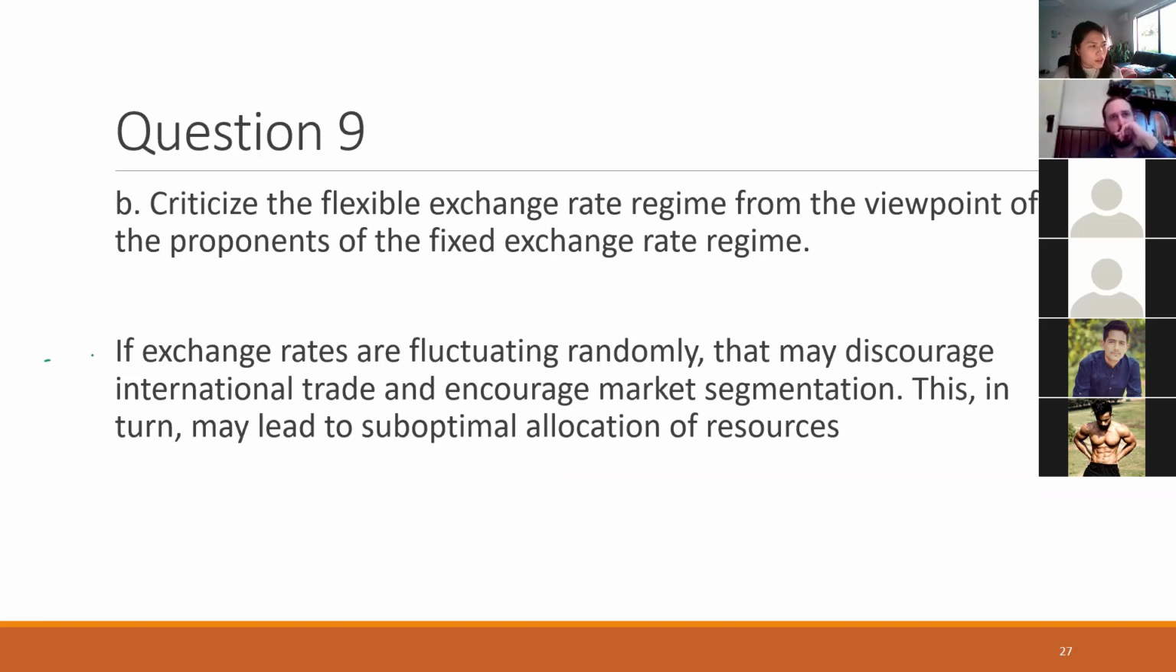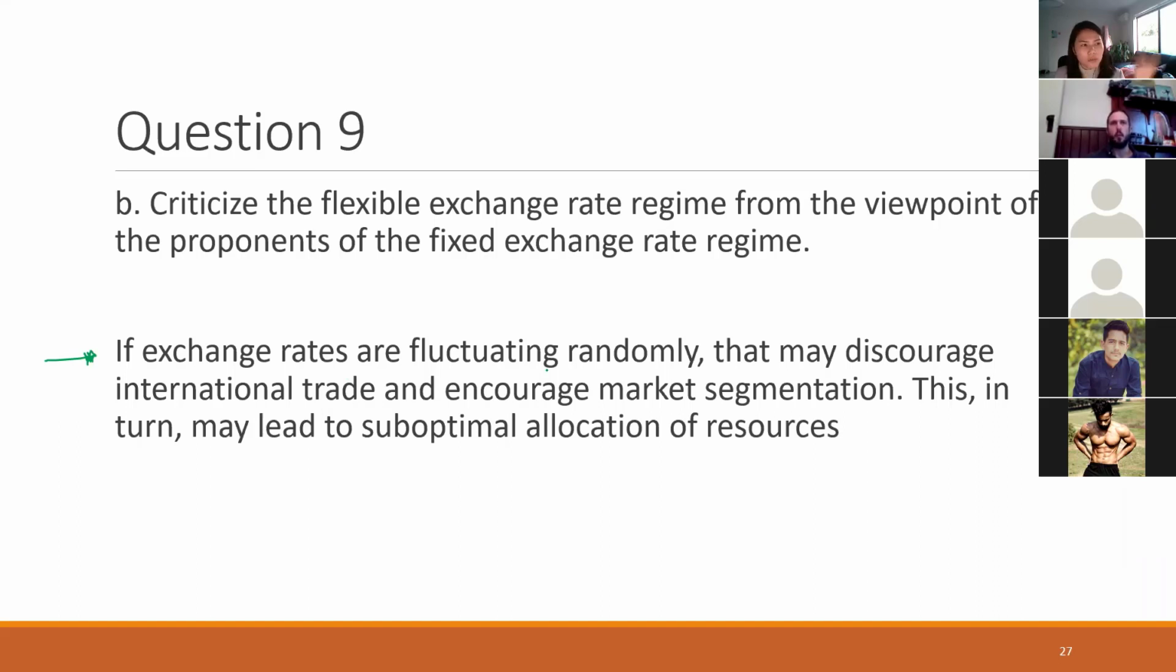So most of the time people criticize the flexible exchange rate regime for the fact that it tends to fluctuate a lot, right? When you allow the market to determine the exchange rates, as you can see if you look at the Australian dollar against the US dollar, there's a lot of fluctuation, okay? Some people argue that a very volatile exchange rate is a bad thing for trade because it creates uncertainty for your trade partners, right?